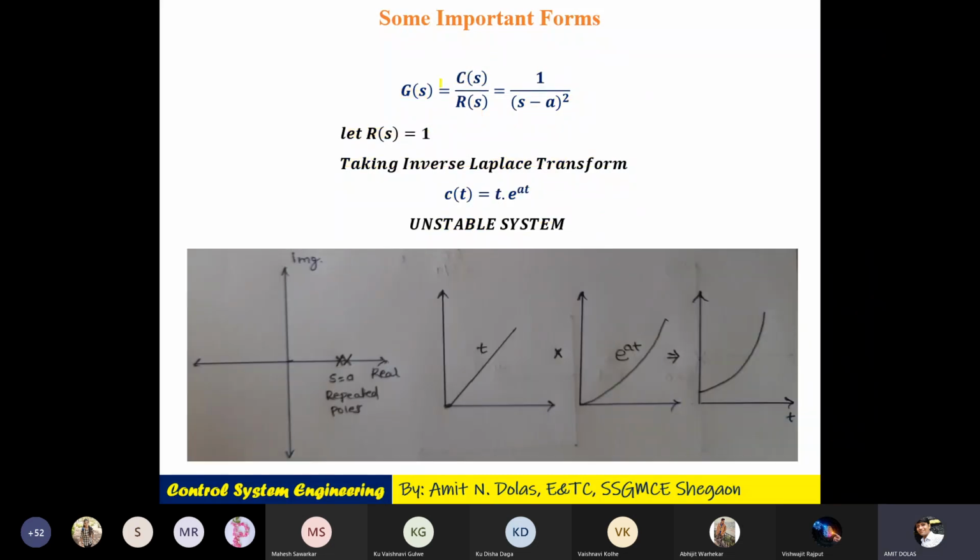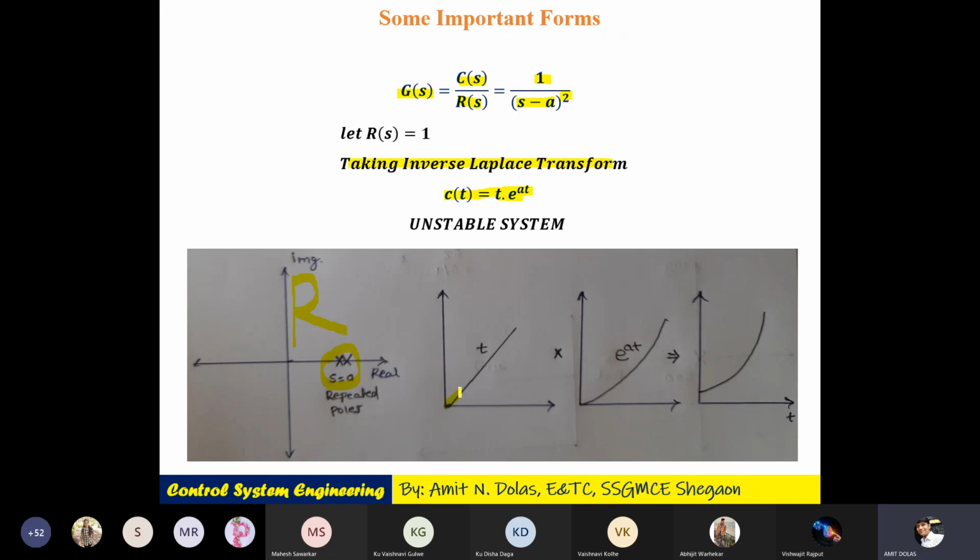Then another, I have transfer function G of s, that is C of s upon R of s is 1 upon s minus a whole square. Then it will be t into e raised to power at, taking inverse Laplace transform. Your repeated pole s is equal to a, two poles at the same location, is in the right hand plane, and we already commented on the stability. If it is in the right hand plane, then definitely it is unstable.